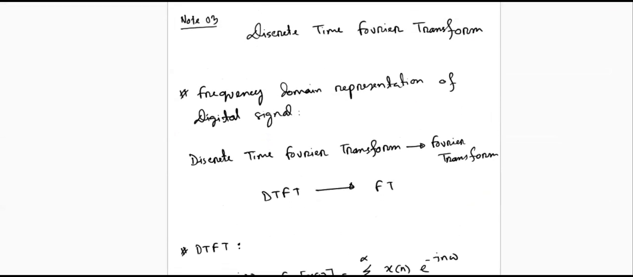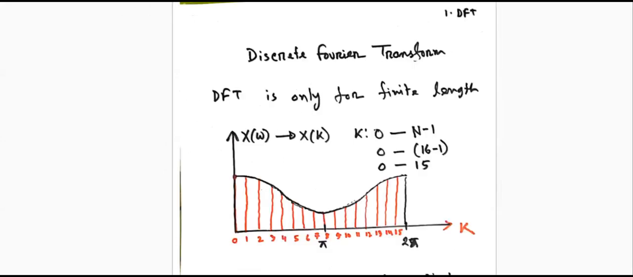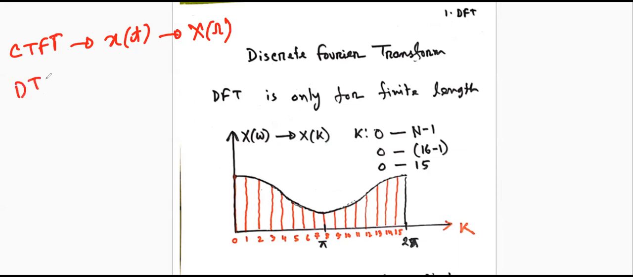Sorry, this is the discrete Fourier transform. We have the continuous time Fourier transform. In that case, the input is x(t), and we get our X(omega) after doing the Fourier transform. Whenever we are talking about the discrete time Fourier transform, the input is x(n) and we have the output X(omega).